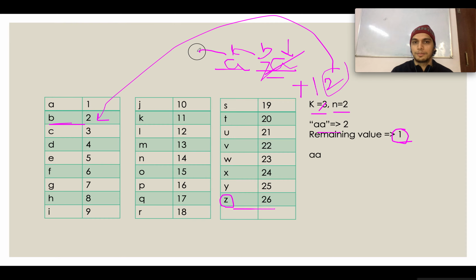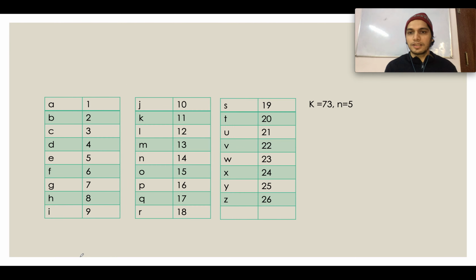So you keep on going in the backward direction as you progress, for the lower values of k. In case the k is too high, the value that you're looking for is too high. So let's walk through another case as well. Let's take the case where n equals 5 and k equals 73.